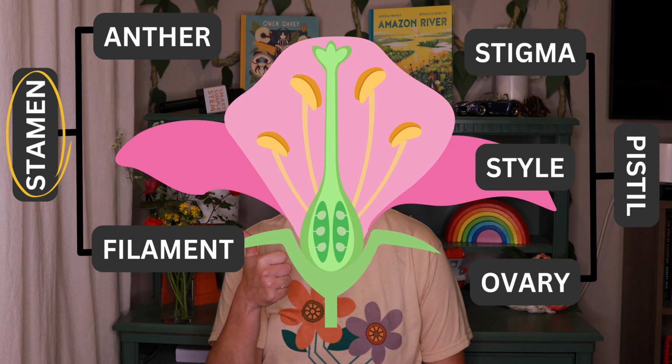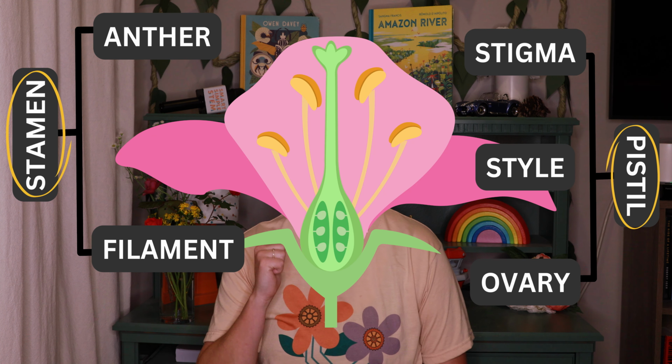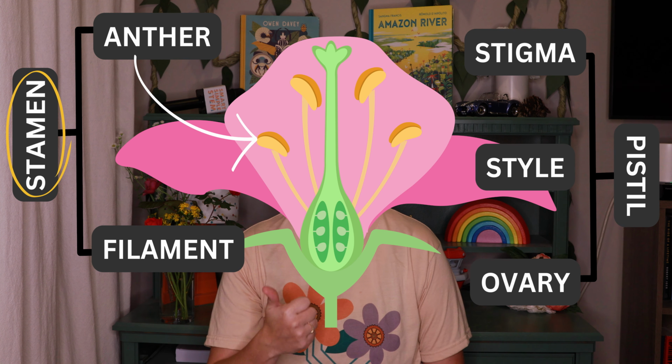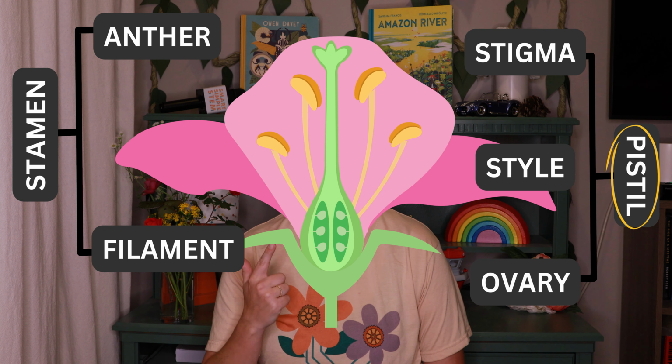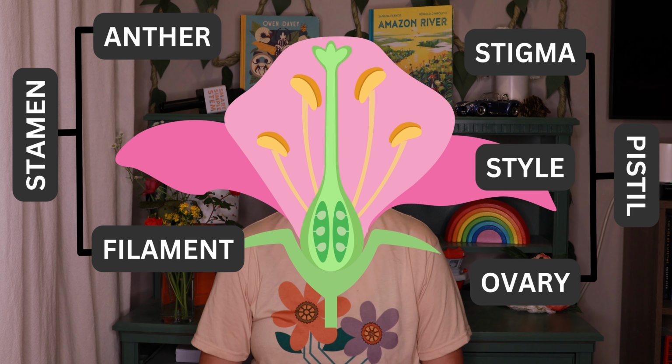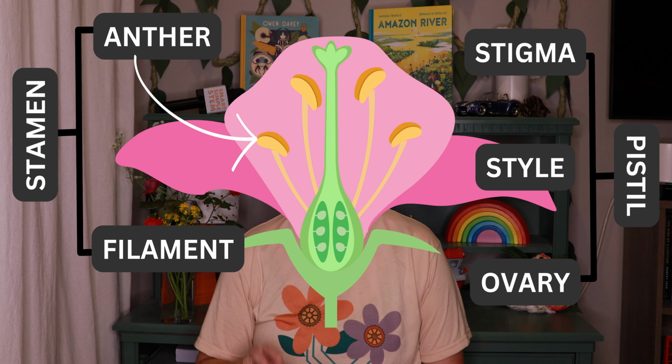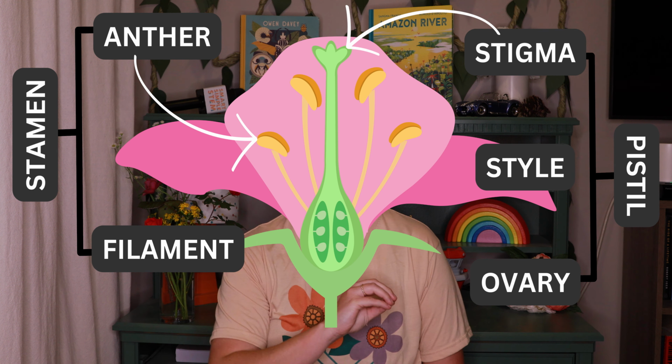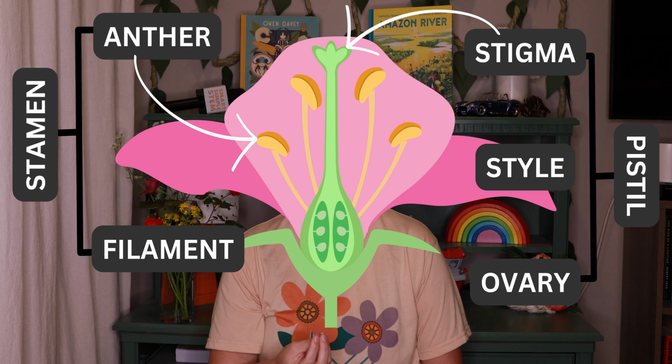There are two main parts of flowers that aid in the process of pollination: a stamen and a pistil. A stamen is made of an anther and a filament. The pistil is made of the ovary, the style, and the stigma. The anther is where the pollen is created, and that pollen needs to end up on the stigma to create a seed. So how does the pollen from an anther end up on a stigma? That's where pollinators come in.